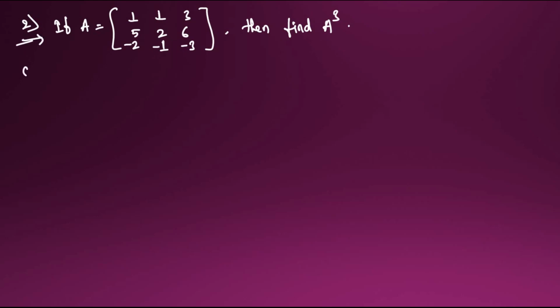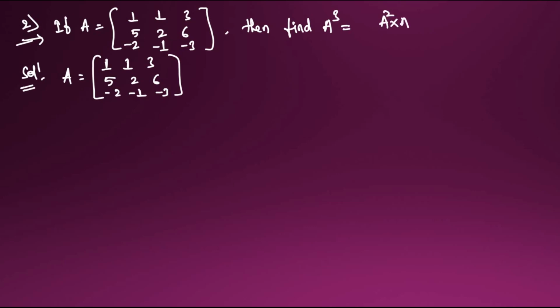Now the second question is given, the solution here. So what is given, A is equal to, A is already given: 1 1 3 5 2 6 and minus 2 minus 1 minus 3 is given here. So what we have to find is A cube now. So A cube means A square into A, we can do now.